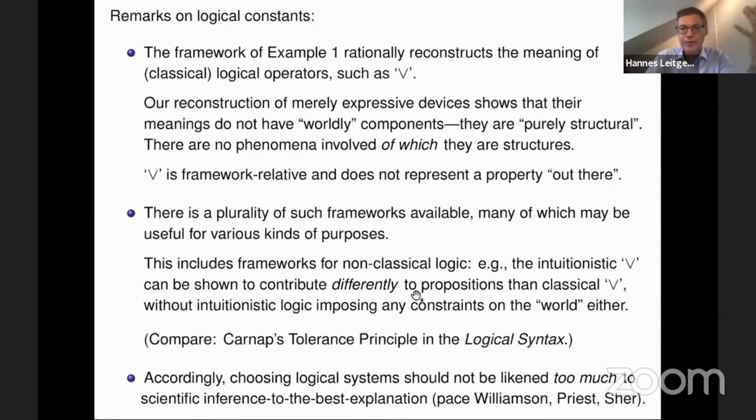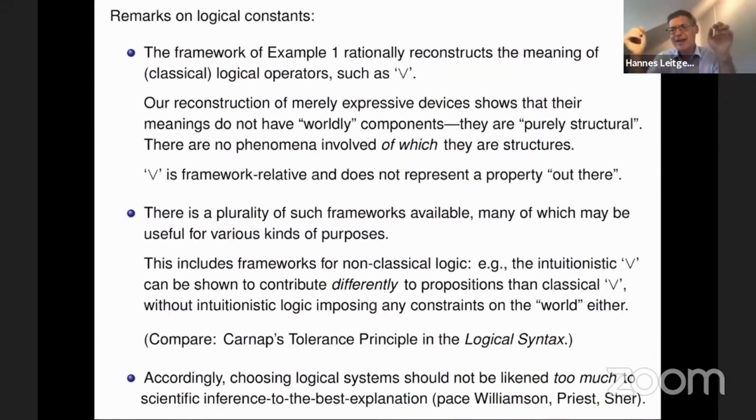In the first example, the classic logical operators like disjunction end up being merely expressive devices. As I said, they are purely structural. They don't reach into the empirical world. Okay, they don't pick out anything in the real world. They are stuck in math, and that's their job. They do not represent a property out there. And in fact, one can show that there are lots of such frameworks available. One is one with a classical or, and another one might be one with an intuitionistic or, an intuitionistic negation. And there might be other logical frameworks. And in fact, I've reconstructed them. You get the idea how that might work.